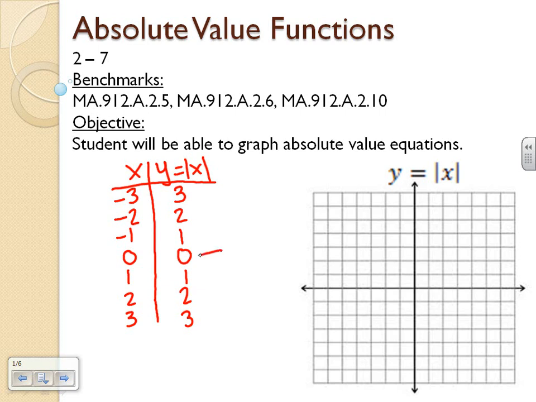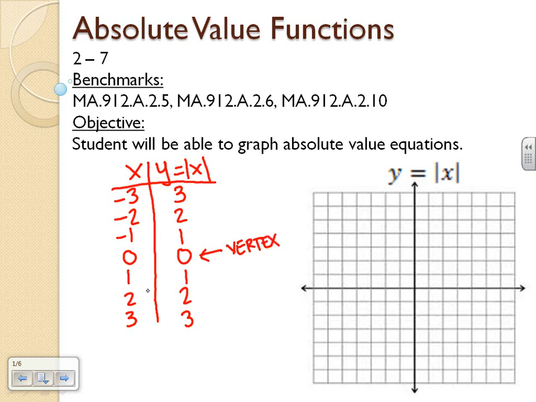And you see here in the middle of our table, at 0, 0, our y values repeated on either side of 0, 0. This is going to be called the vertex, or the center point of our graph.